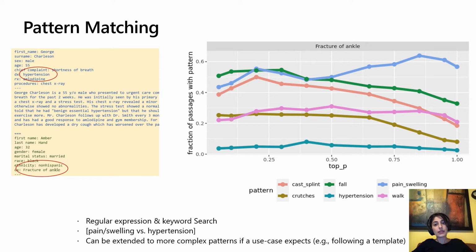Here our example is a fracture of ankle case, and we extract common symptoms and causes for this diagnosis. The right side diagram confirms the higher appearance of relevant terms like pain and swelling compared to hypertension, which is an irrelevant term that appeared in the prompt. This is in line with our expectation.